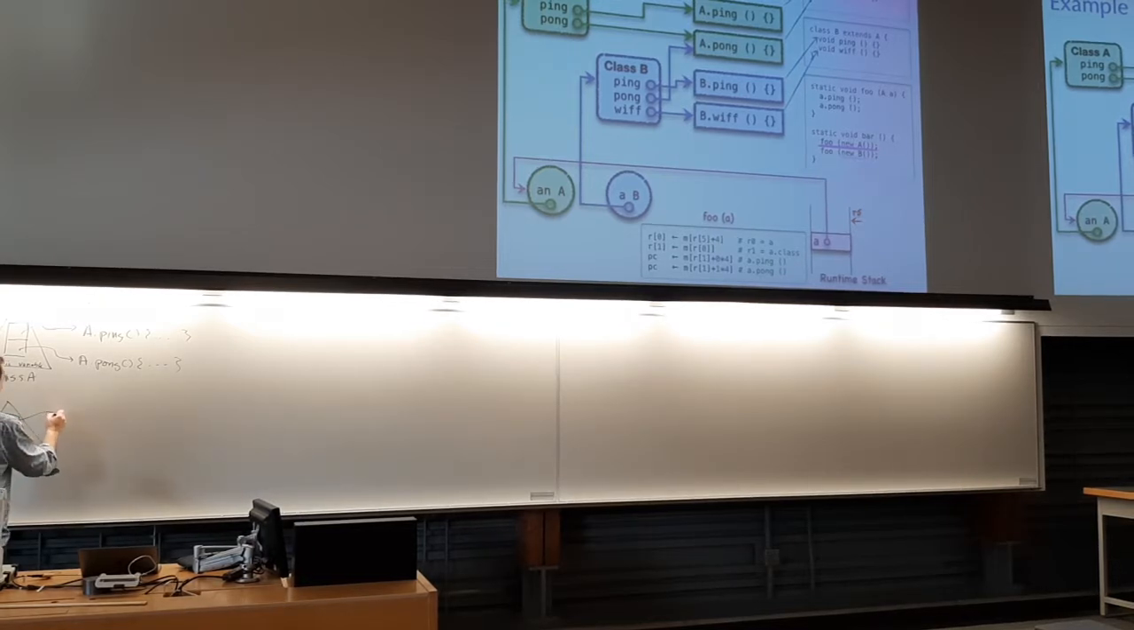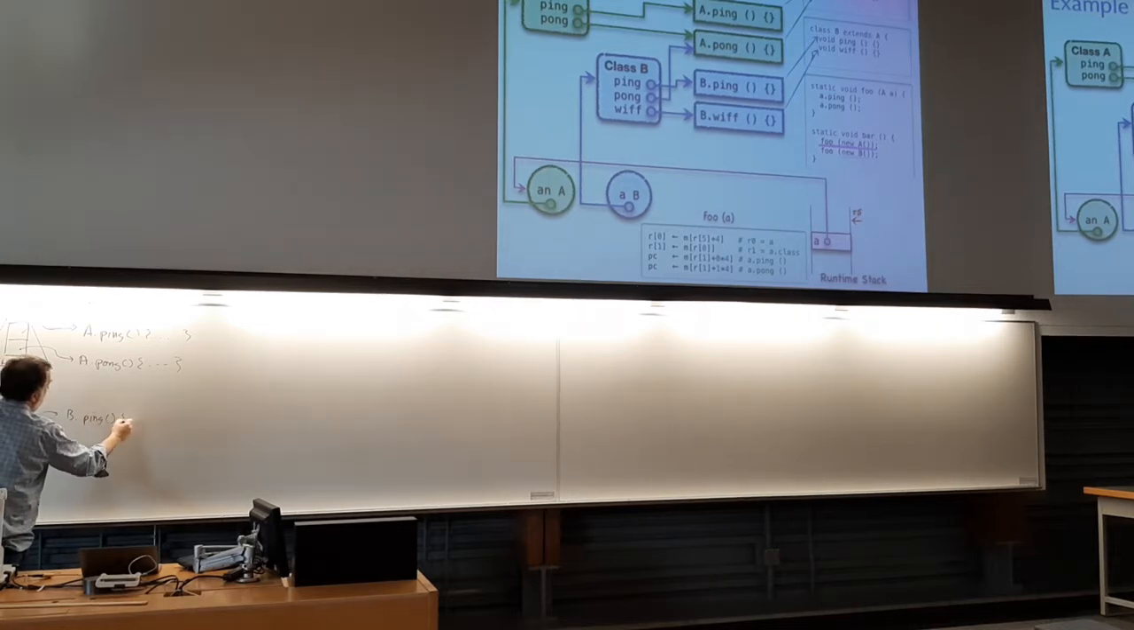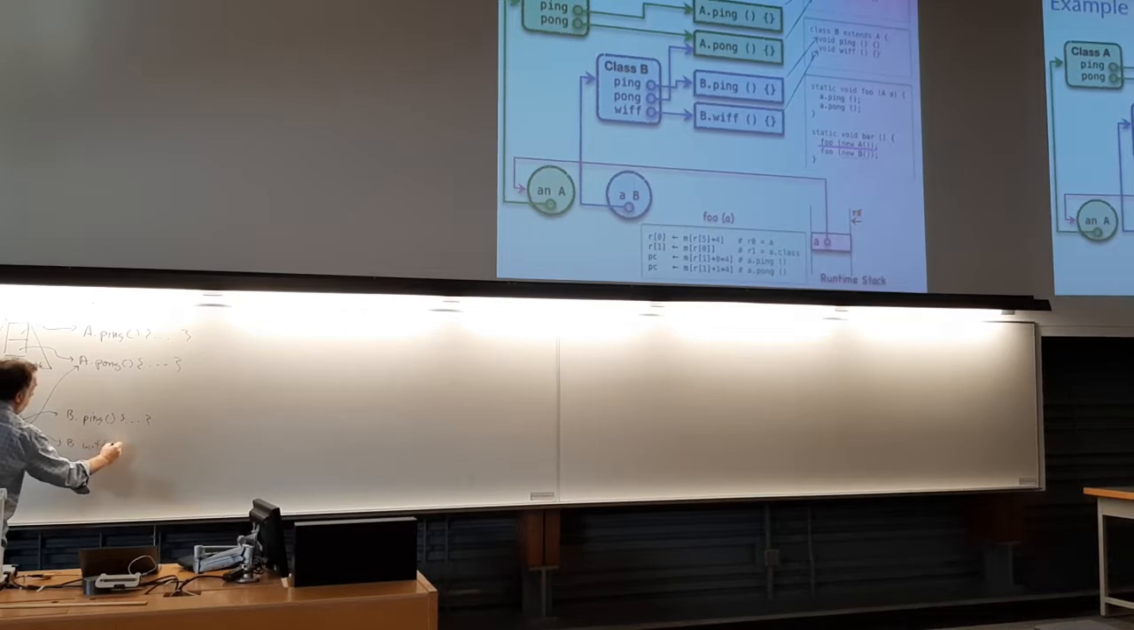In this case, B overrides ping, so that's its own implementation. But it inherits pong, so it just points to A's pong. And then it also has another method. So that's all the static stuff.